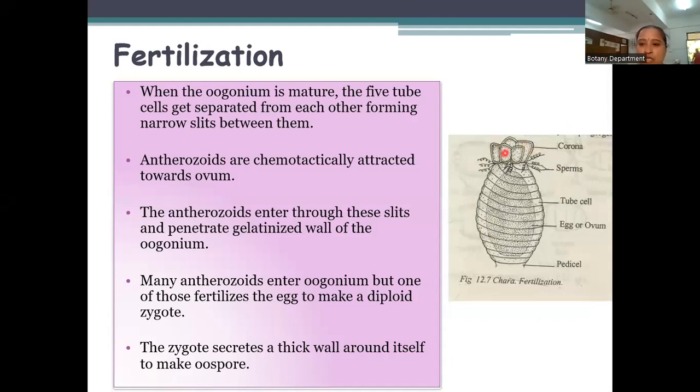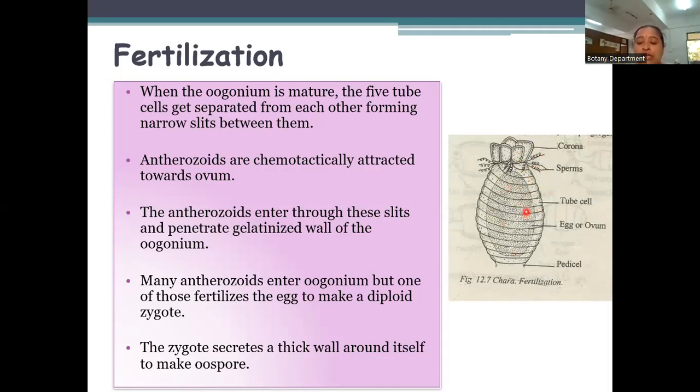See here, the corona cell. How does fertilization occur after the development of the globule and nucule? In this, the biflagellate antherozoids enter into the oogonium through the pores formed near the corona cells. This is the corona cell. A single antherozoid fuses with the egg to form the diploid zygote.